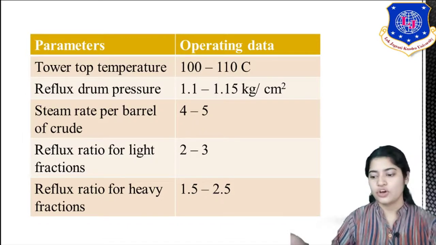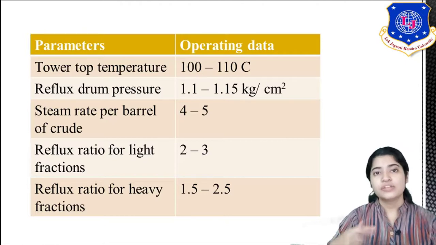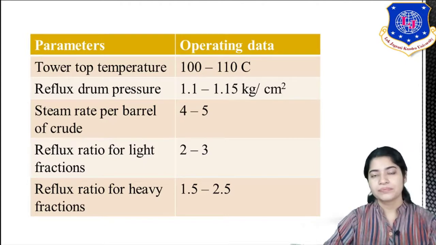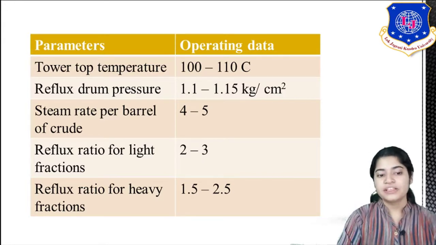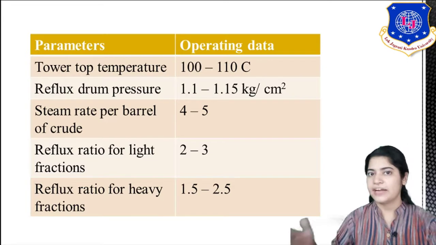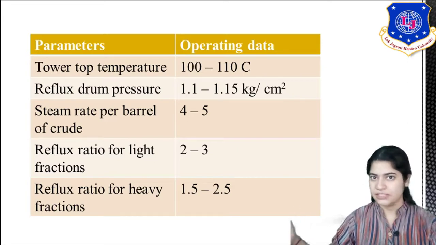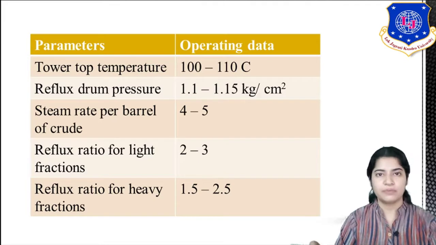You're condensing your distillate and part of it is again written back to the column. So this way you have a connection between vapor and liquid. Again, there is a reflux drum pressure. The pressure in the column might be different from that of the reflux condenser. So the reflux drum pressure is what? 1.1 to 1.15 kg per centimeter square.